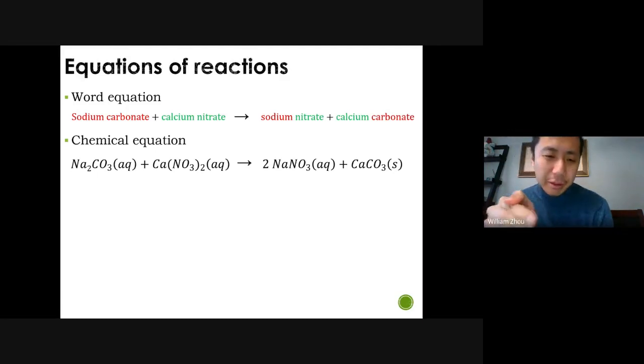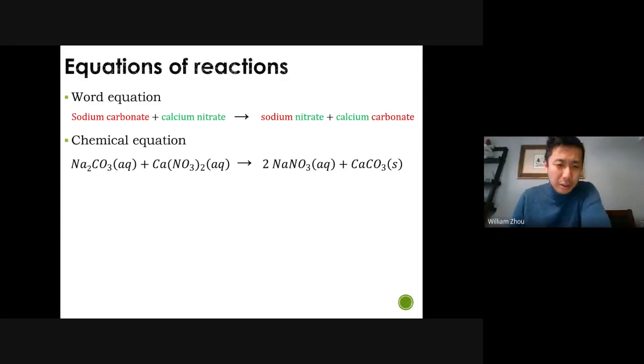Calcium is Ca with the 2 plus. Nitrate is a polyatomic ion that has a 1 minus charge. So that's why you need 2 of them to balance the calcium. So you get sodium nitrate, NaNO3, and calcium carbonate. So that's the idea of a chemical reaction. And notice that we use an arrow, a single arrow that points from the reactant to the product. It is not an equal sign. I see so many students using a chemical equation, they put an equal sign, just like in math class. No, they're not equal.